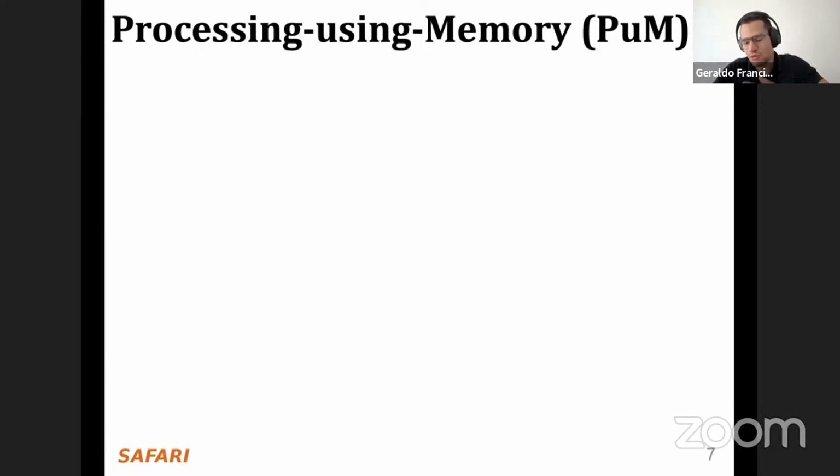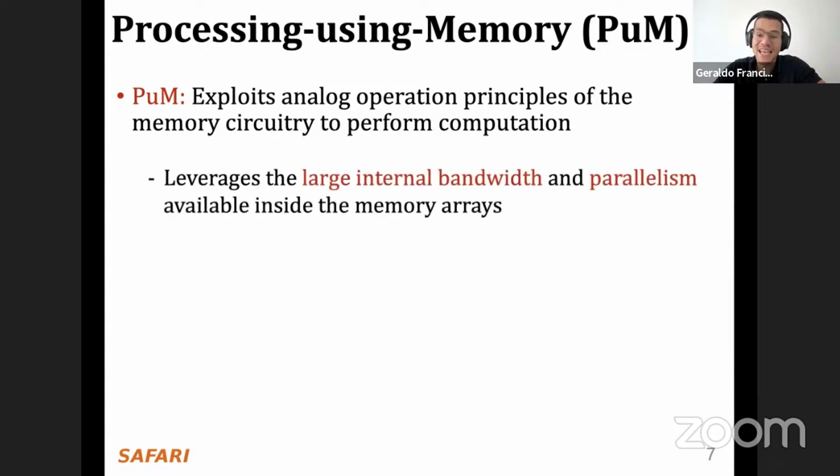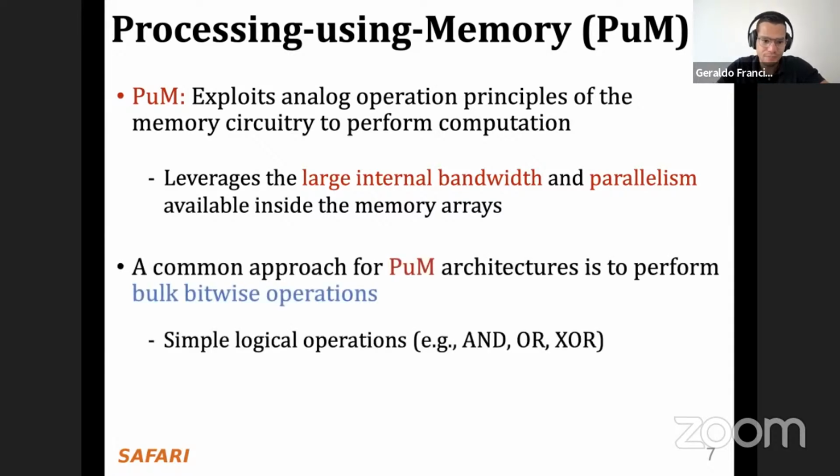One subsection of one subclass of processing in memory applications is what we call processing using memory, or PUM, which exploits the analog properties or principles of the memory device itself, or the cell itself, to perform computation. This enables the architecture to leverage the large internal bandwidth and parallelism available inside the memory arrays themselves, and it is also pretty low cost, right? Because you are not adding any hardware, or only a minimal amount of hardware, on top of your memory device itself.